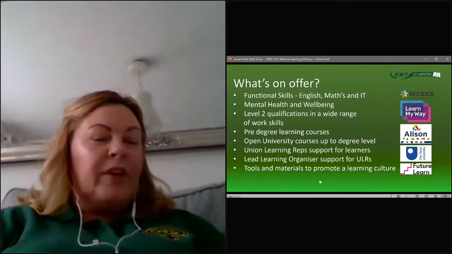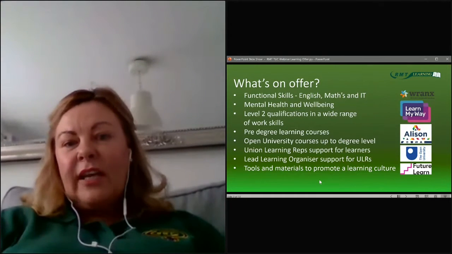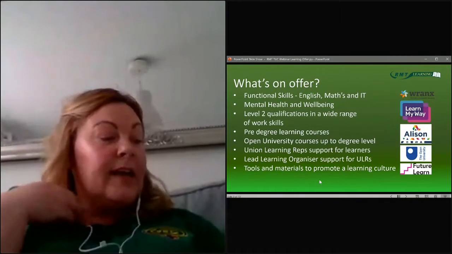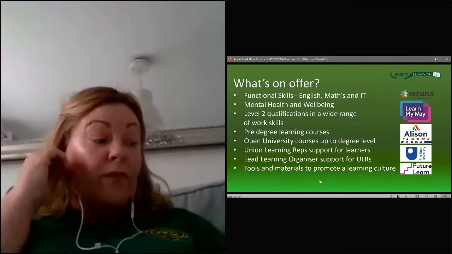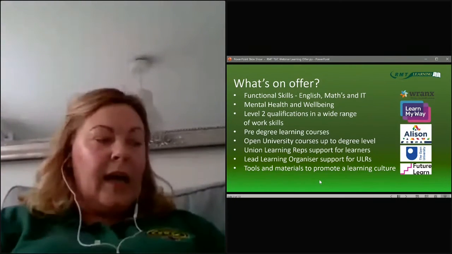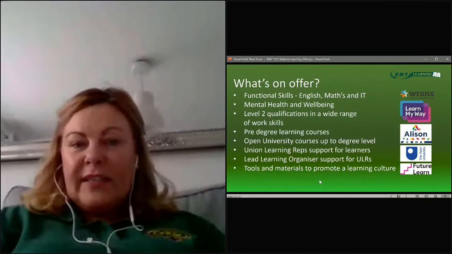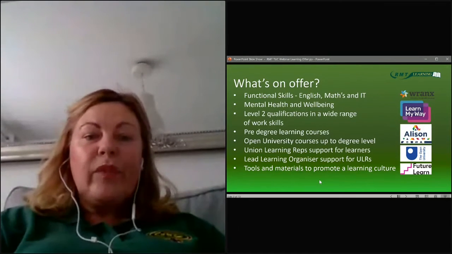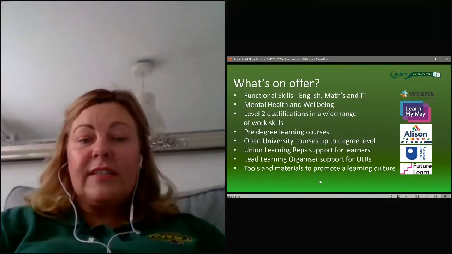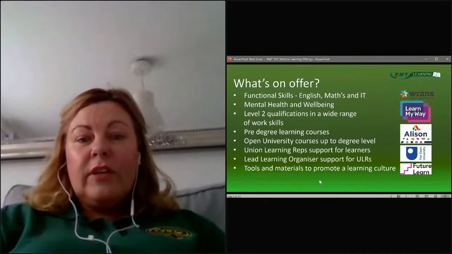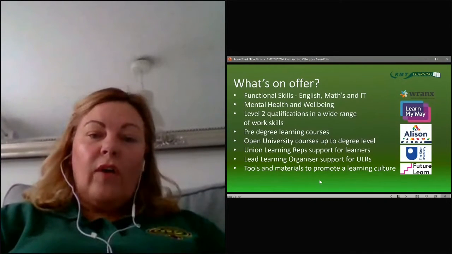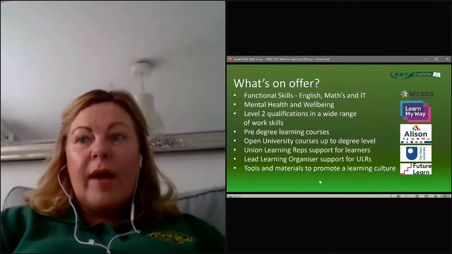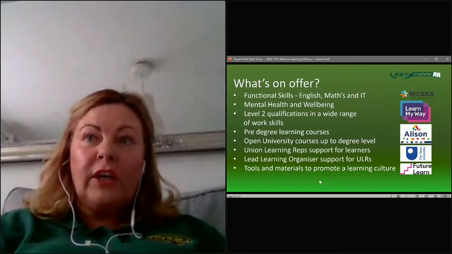We then have our usual level 2 qualifications in a wide range of work skills. So lots of those are being taken up at the moment, which has proven very popular. So things like business admin, customer services, team leading. We have pre-degree learning courses, OU courses with the Open University up to degree level. There's lots we've got available at the moment for union learner reps to enable them to support learners.